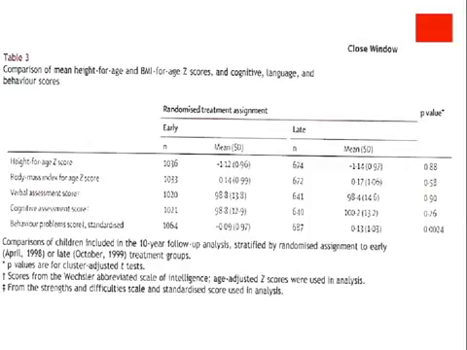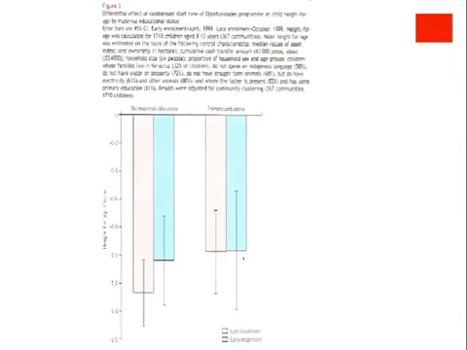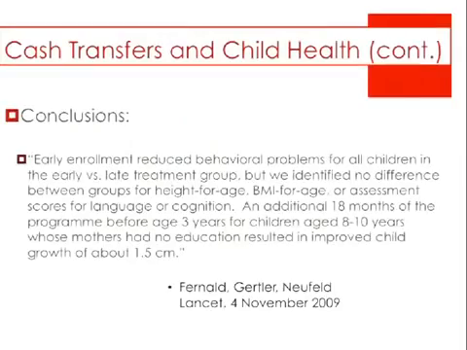But it's a very different type of cluster randomized study, looking at very different types of behaviors and outcomes. And in fact, they also looked at whether these differences mattered in terms of whether there was maternal education, et cetera. So I don't want to get into the details about this study, but what they concluded was that early enrollment reduced behavioral problems for all kids, no difference between groups in terms of height for age, BMI for age, assessment scores for language, et cetera. And you can read the details if you're interested.